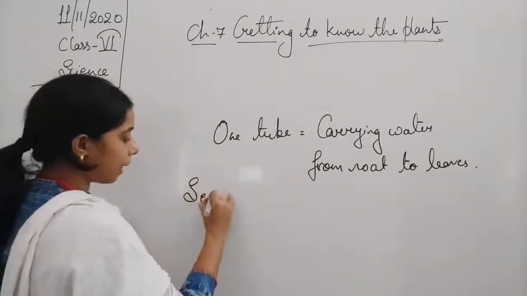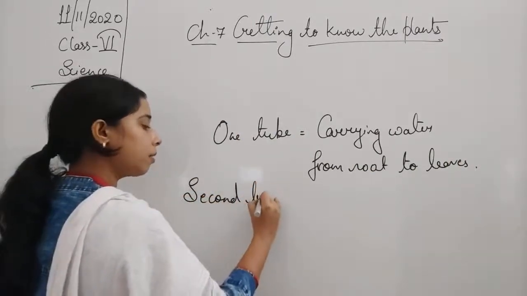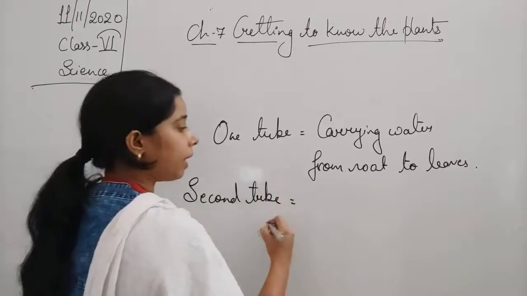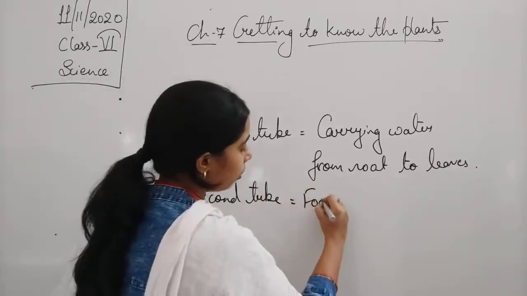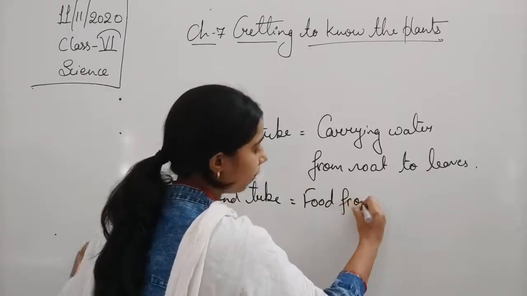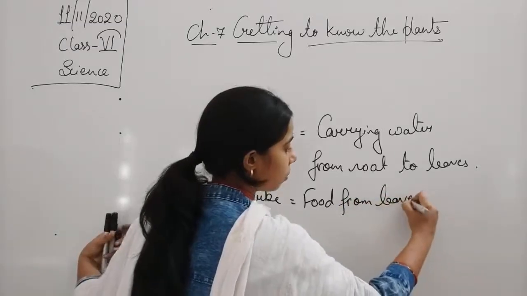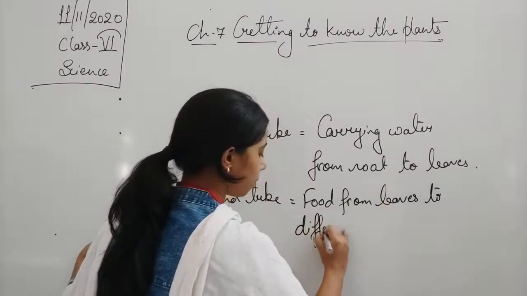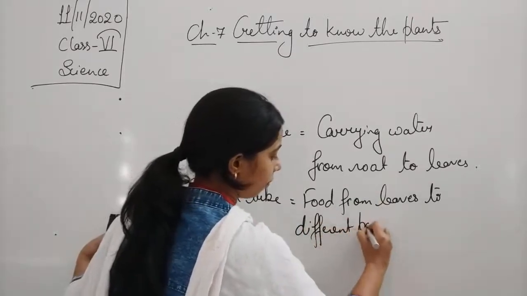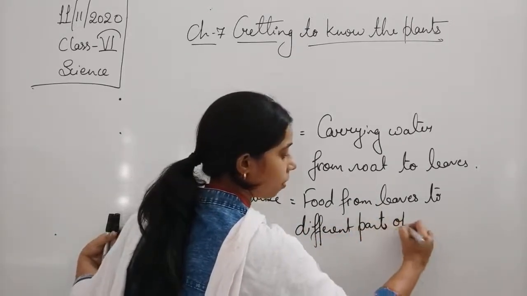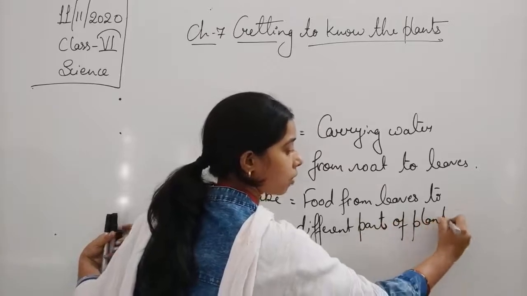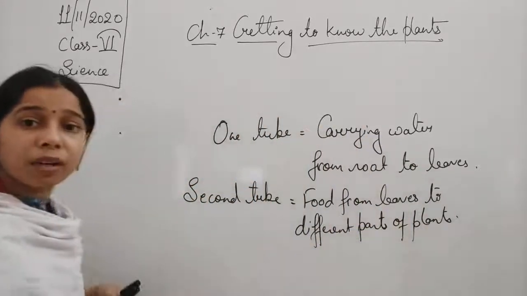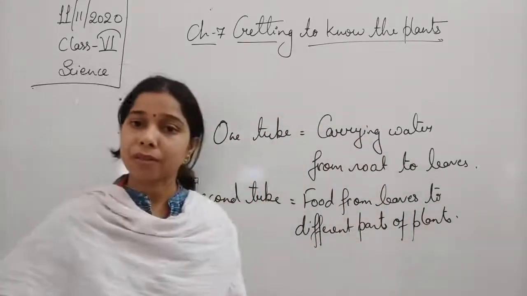If we talk about the second tube, students, it helps in carrying the food from the leaves to the different parts of the plant. So it carries the food to the different parts of the plant.